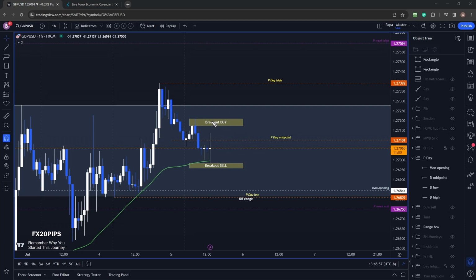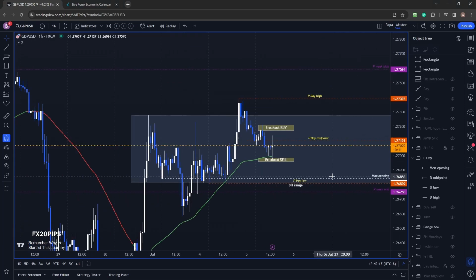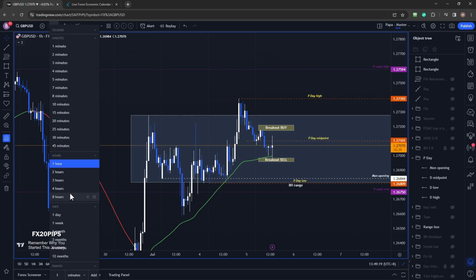Okay, so that's the idea. It's the same idea for the breakout buy. If it wants to go up, it has to break above the high of today and the body of today. Basically that's the whole idea. All right, so that's the daily activities. All right, let me just zoom out back to the 8 hours.